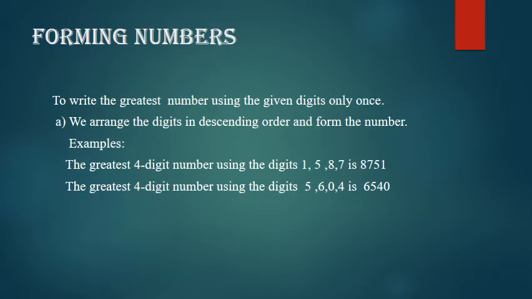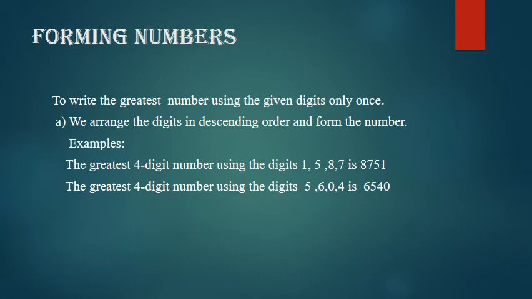Now comes the next pattern, that is to write the greatest number. Again the digits are given on your screen. With the given digits you need to write the greatest 4-digit number. The digits given are 1, 5, 8, 7. Now children, for writing the greatest number you need to arrange the given digits in descending order. For the smallest number, we arrange in ascending order. Here, for the greatest number, we arrange the digits in descending order.